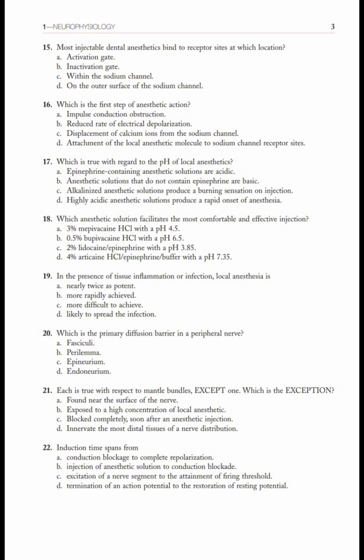20. Which is the primary diffusion barrier in a peripheral nerve? A. Fasciculi. B. Perineurium. C. Epineurium. D. Endoneurium. The answer is option B.